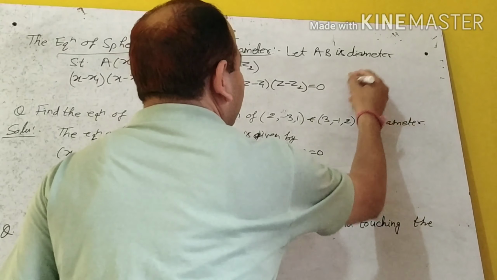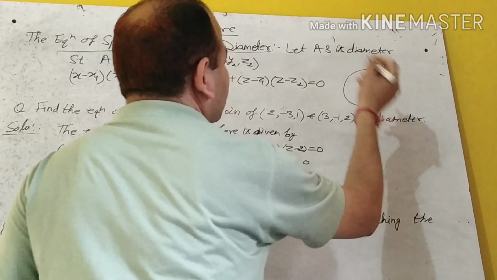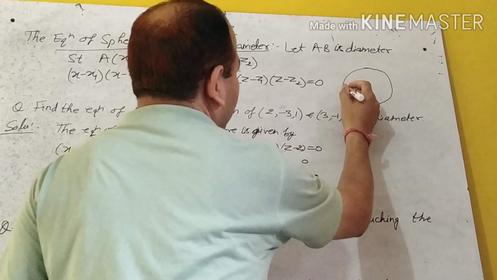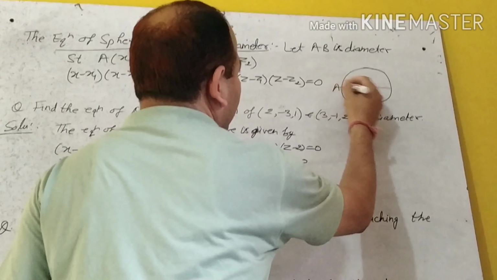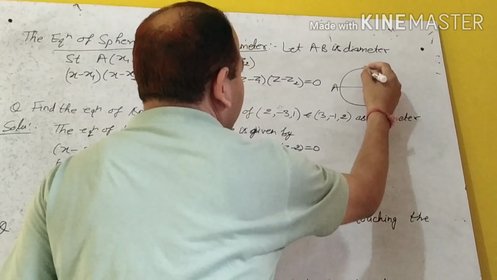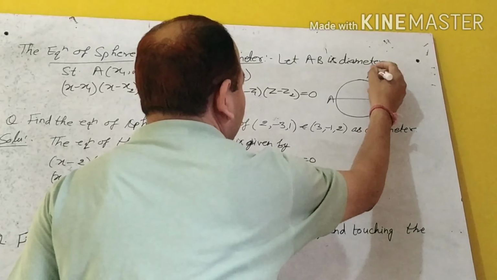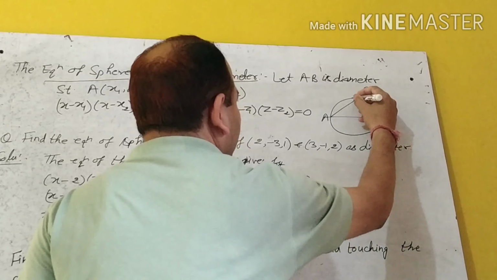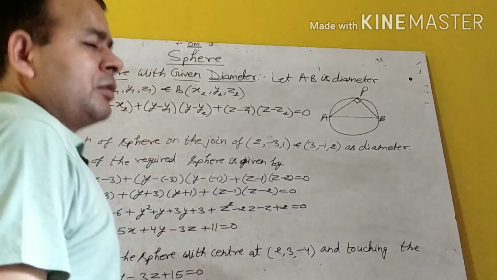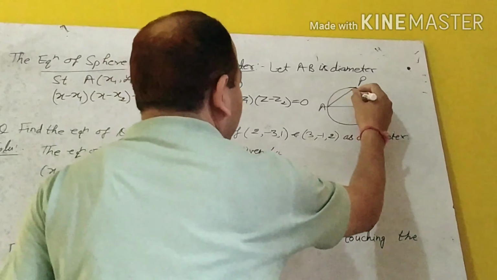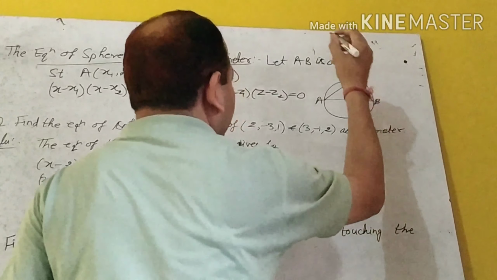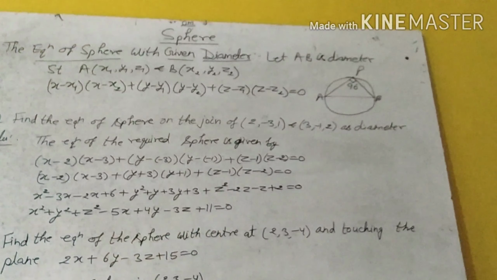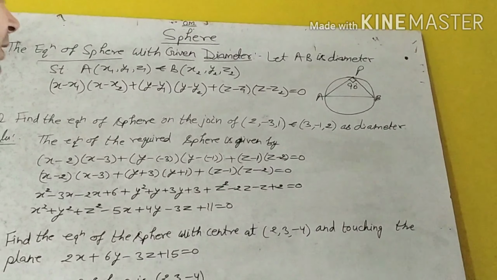You can understand this by this figure. It is a sphere and AB is the diameter. Let us suppose P is any point on the sphere. Then this will be a 90-degree angle. It means they will be perpendicular to each other, because the angle in a semicircle is a right angle.